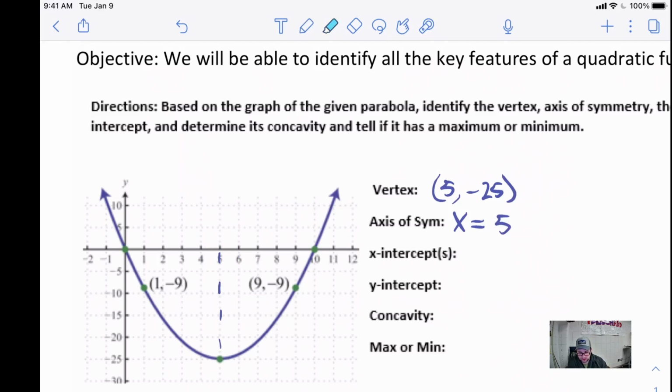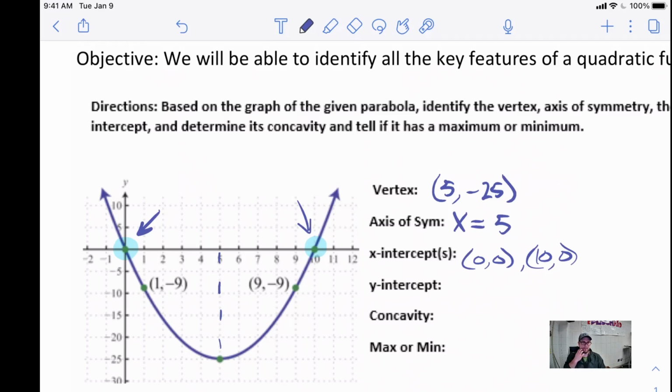Now for our x-intercepts, remember, that's where we cross the x-axis. This graph has 2 of them. Not every graph will have 2, but this one did. So it looks like our first one happens over here when we are at the point 0, 0, and this one happens when we are at the point 10, 0.